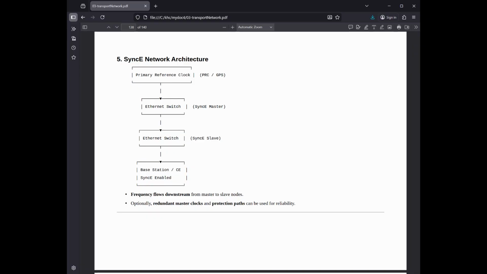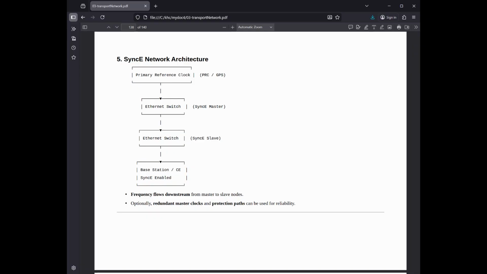These are high-end routers that lock their internal Ethernet equipment clocks, EEC, to the PRC and distribute that frequency to multiple downstream branches. Level 3. The access/edge nodes. These are devices like cell-site routers or enterprise switches that receive the clock and provide it to end-user equipment, such as 5G base stations.